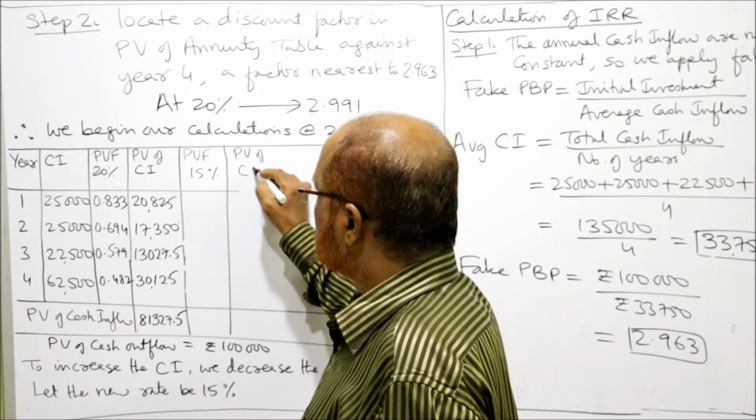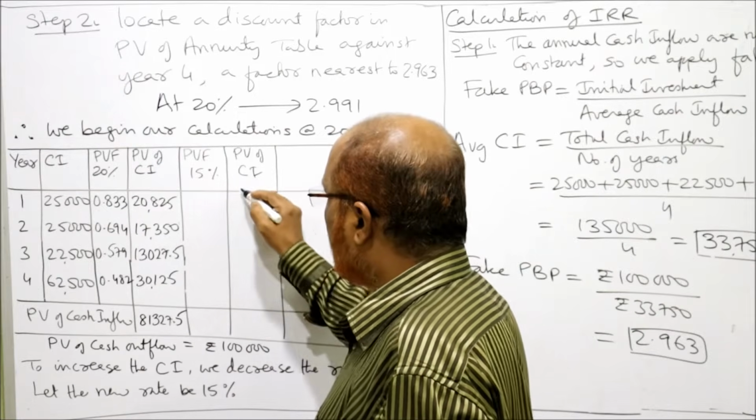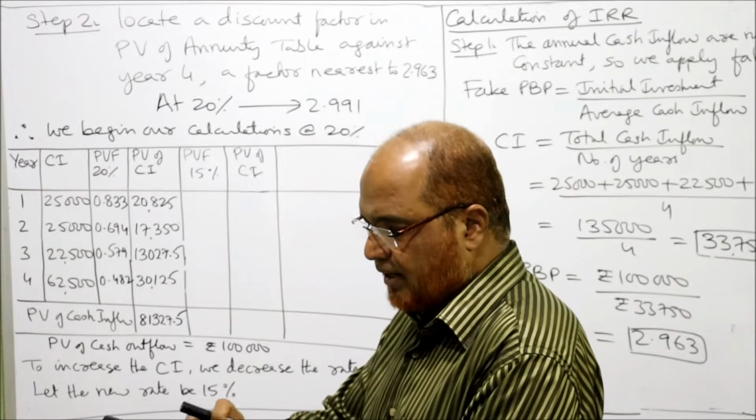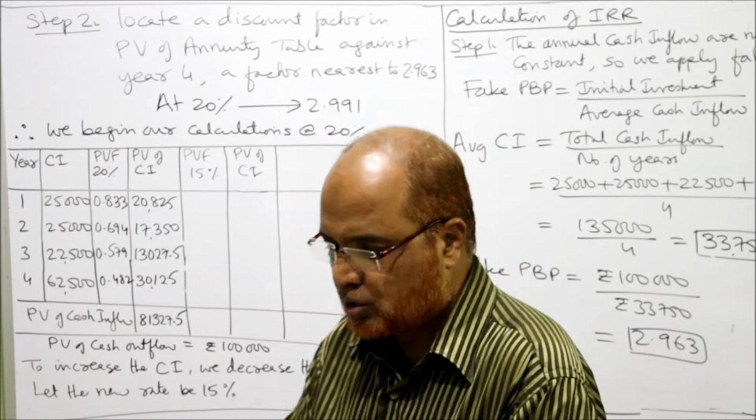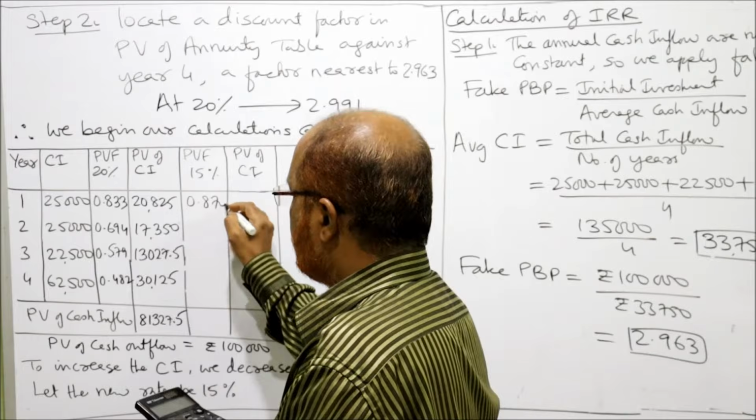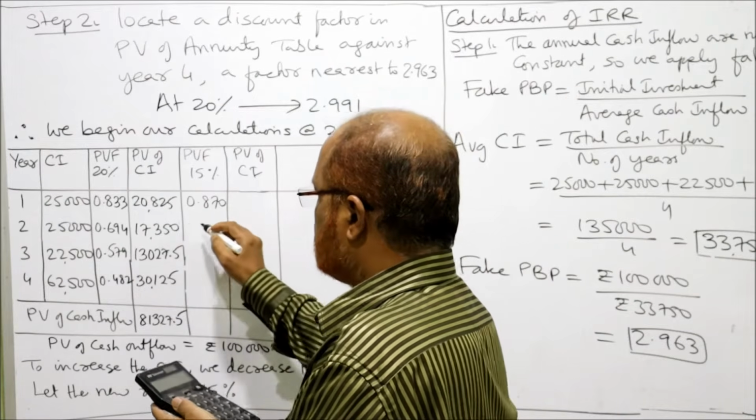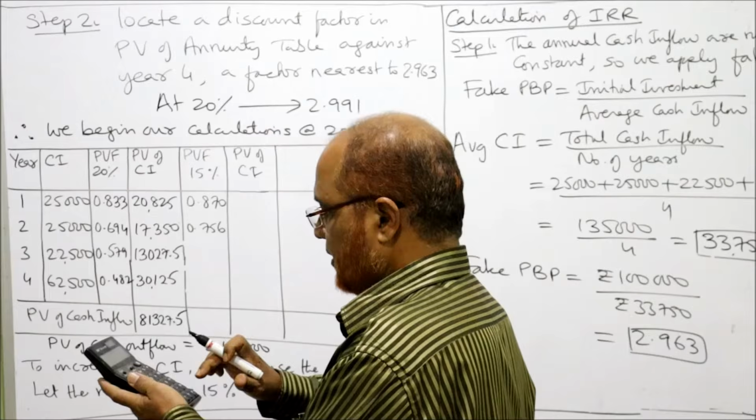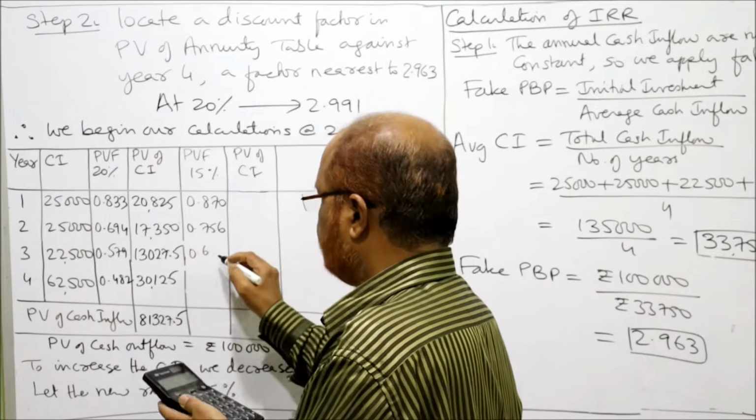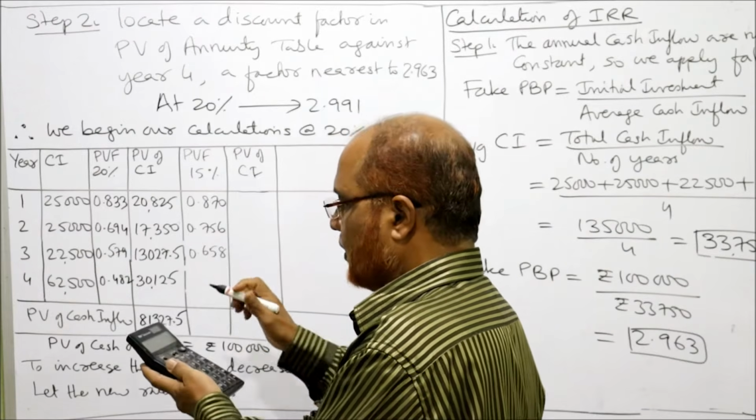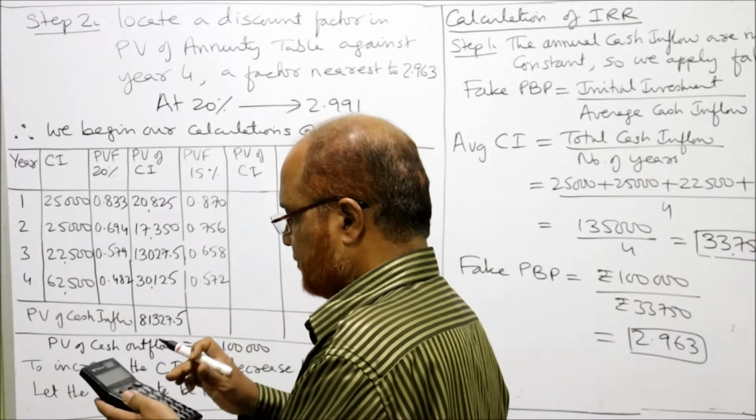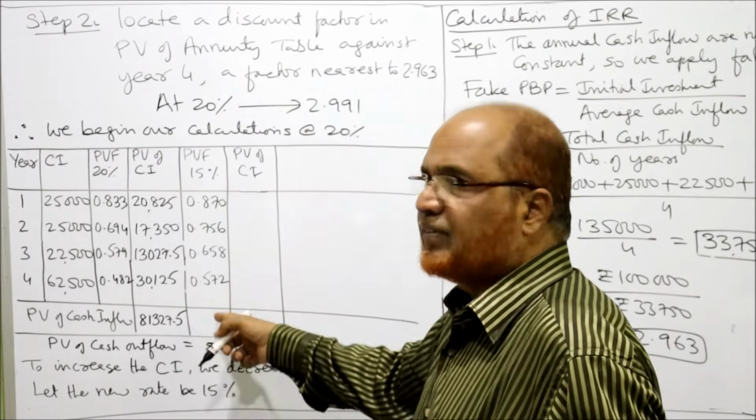PV of cash inflow. Now I am going to calculate at 15%. So 15%, 1 divided by 1.15 equals 0.870, 0.756, 0.658, 0.572. That's it. These are the 15% PV factors.